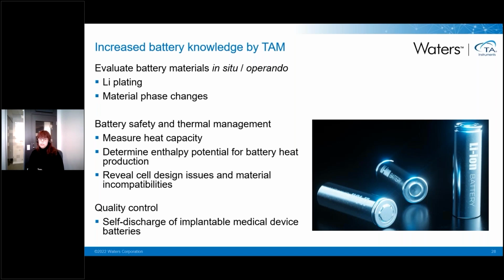It is possible to determine the current-independent enthalpy potential for battery heat production. So even if we do charge-discharging very slowly in the TAM, since the enthalpy potential is current independent, this value can be used to calculate for much faster charging or discharging. It could be used as a general tool to reveal cell design issues and any material incompatibilities. Calorimetry or isothermal microcalorimetry is also used for quality control, especially for looking at implantable medical device batteries.